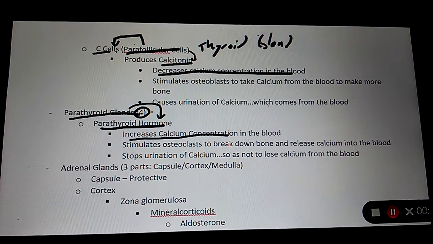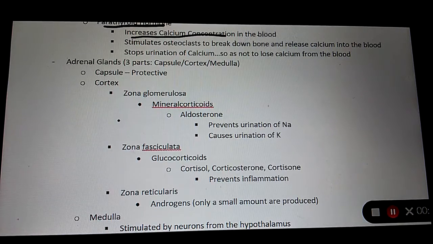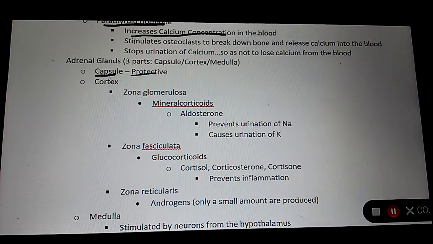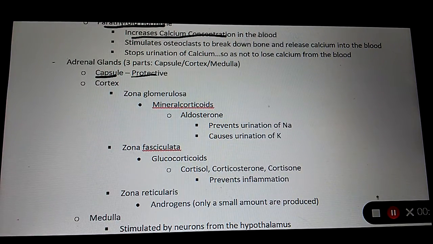How many layers are there to the adrenal gland? 3. What is the function of the capsule? Protective.